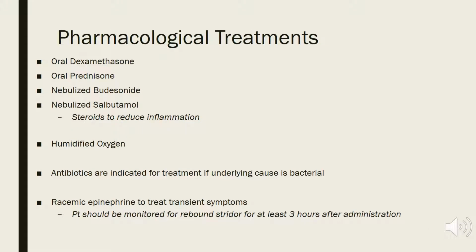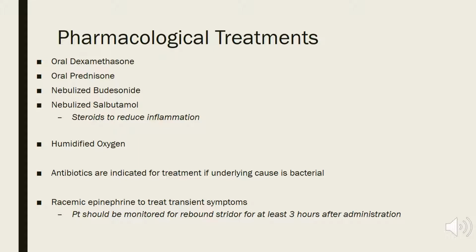Pharmacological treatments for croup include oral dexamethasone, oral prednisone, nebulized budesonide, and nebulized salbutamol. These are all steroids to reduce inflammation. Humidified oxygen and antibiotics are indicated for treatment if the underlying cause is bacterial. All of these treatments are appropriate on an outpatient basis.